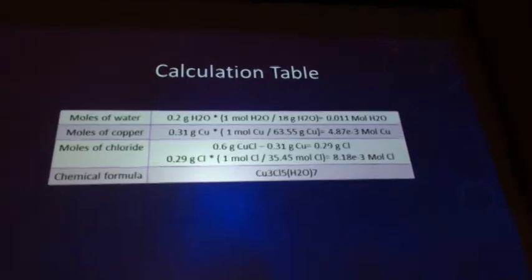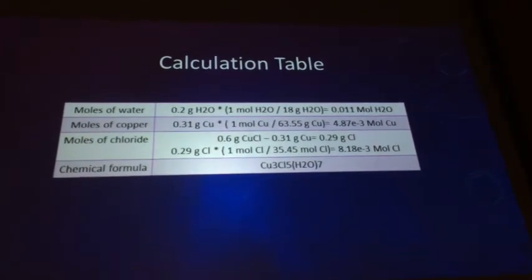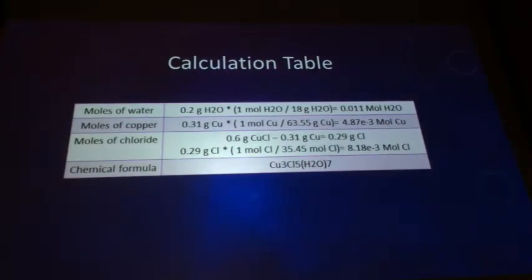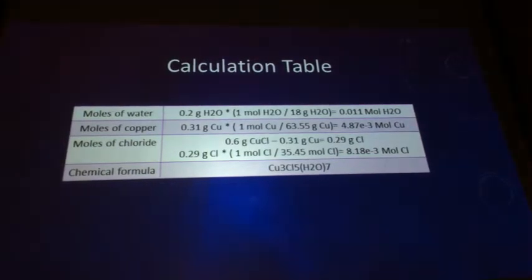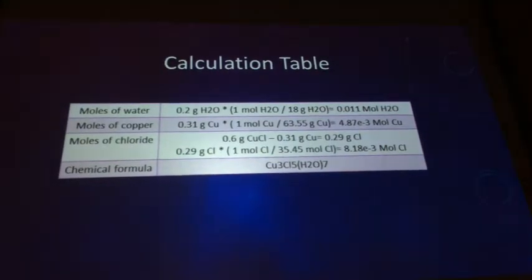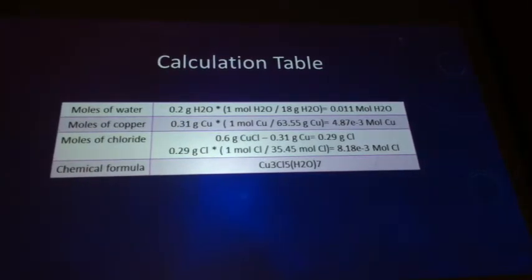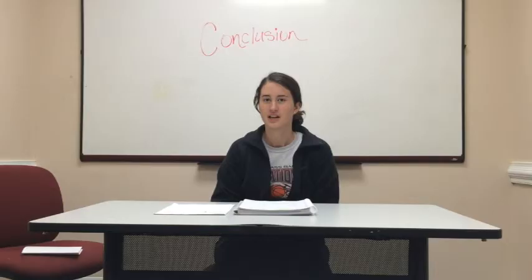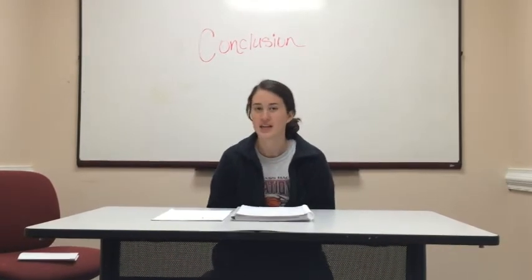To get the chemical formula, we divided the moles of chloride by the moles of copper, so we get a mole ratio of 5/3. Then, to get the mole ratio of water to copper, we divide the moles of water by the moles of copper, and we get a ratio of 7/3. So the chemical formula that we got was Cu3Cl5 H2O7.